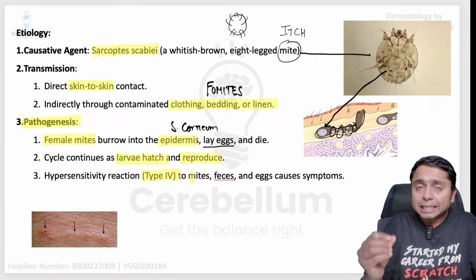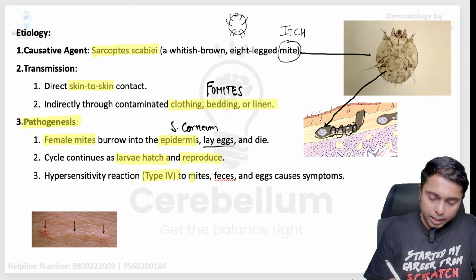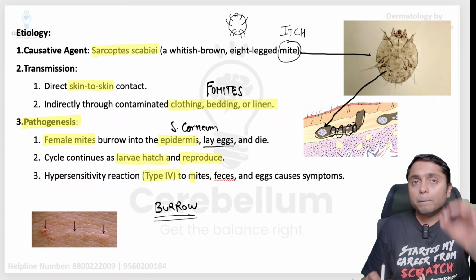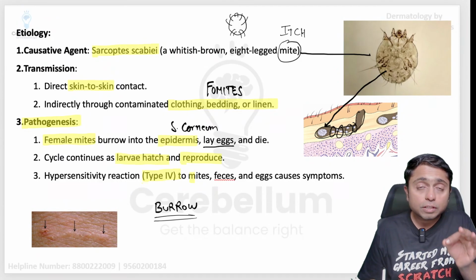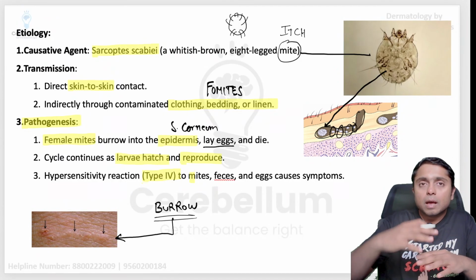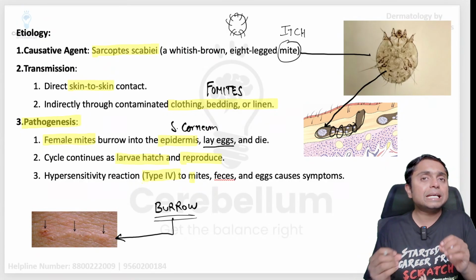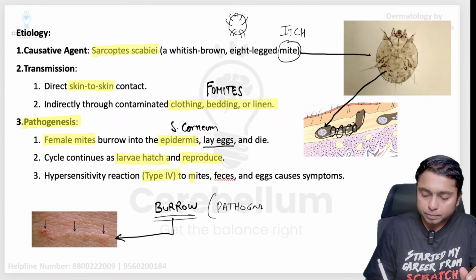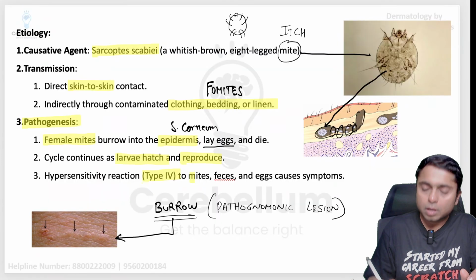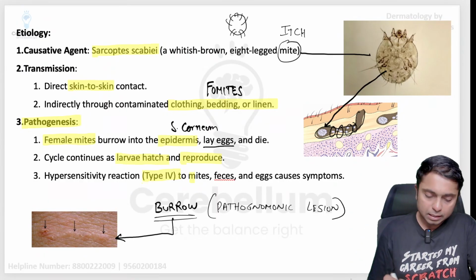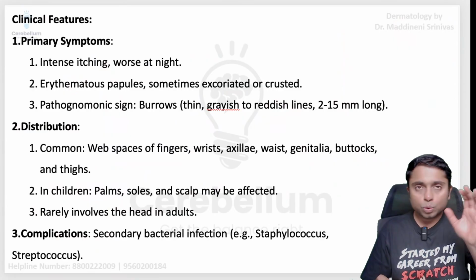Now, in the clinical features, remember one very important point, or buzzword, which is burrow. Burrows are the serpiginous tunnels clinically seen on the skin surface because of this mite burrowing, that is, making tunnels inside the skin. This burrow is a pathognomonic lesion of scabies. Clinically we can see it as serpiginous, snake-like tunnels, and this can be asked as an MCQ also, so please do remember this.